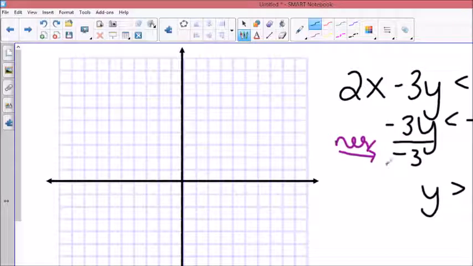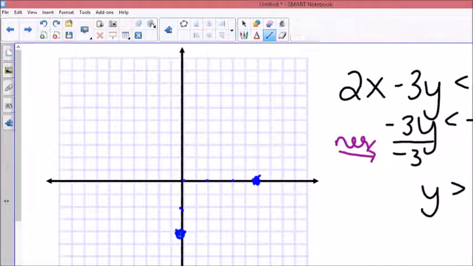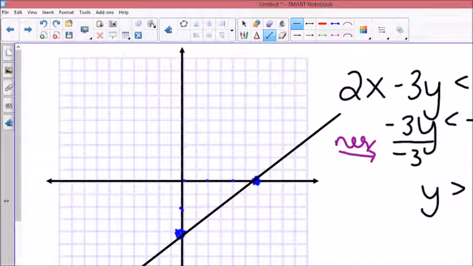Negative over negative gives us positive 2/3 x, and 6 over -3 is -2. Therefore, when we go to draw a graph of this line, we're going to go down 2 steps on the y-axis to get a y-intercept of -2. The slope says we're going to go up 2 and to the right 3. And there's our other point on the line. Okay. We'll connect the dots.